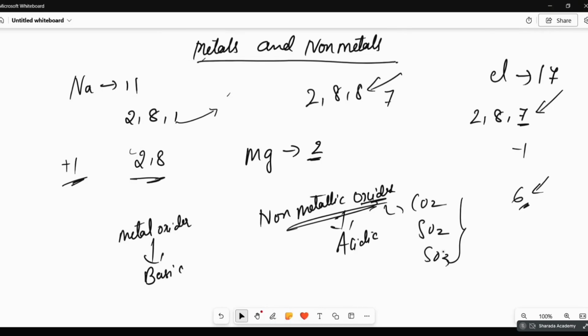So non-metallic oxides are acidic in nature. Examples: carbon dioxide, sulfur trioxide, nitrogen dioxide, anything like that. So they are acidic in nature. This is how we bifurcate metals and non-metals chemically also.